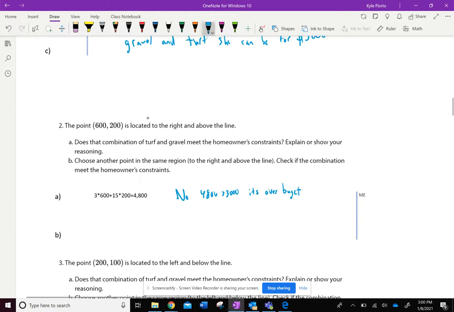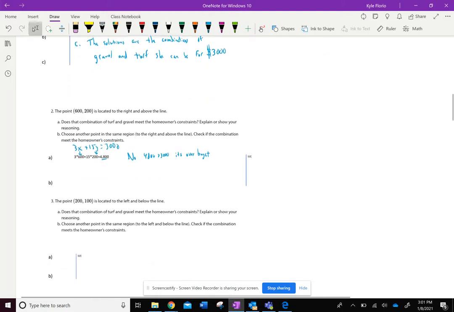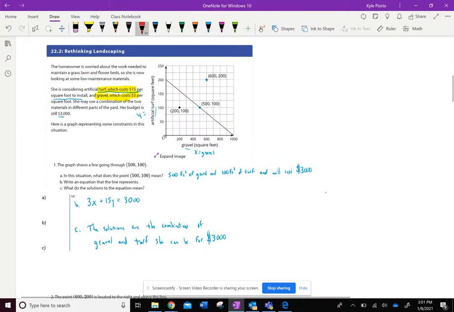So what I just did is I used the equation that we have up here, 3x plus 15y equals 3,000. I plugged in 600 for x and 200 for y and saw that it came out to 4,800, which is way bigger than the 3,000 that we have. So it's out of budget. Choose another point in the same region. So let's look at another point above the line and check if that combination meets the constraints. So this one did not meet the constraints. That did not put us under budget.